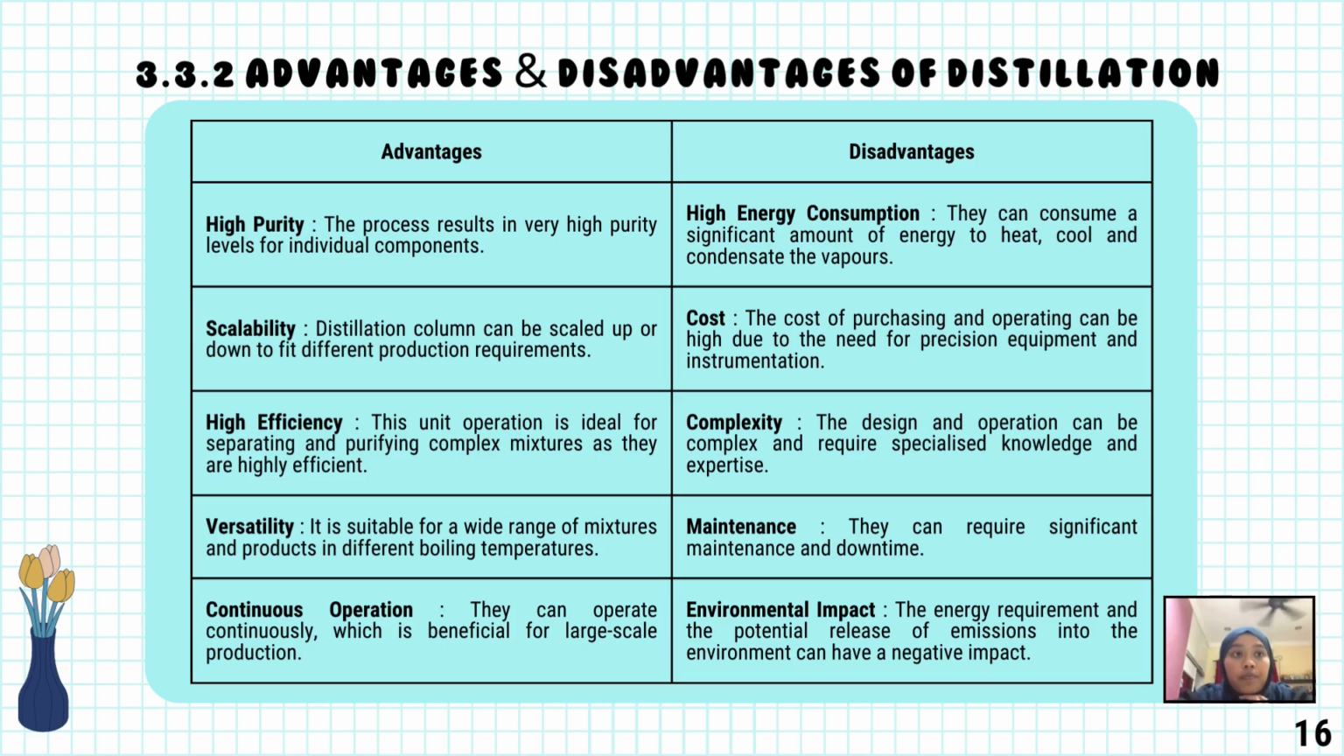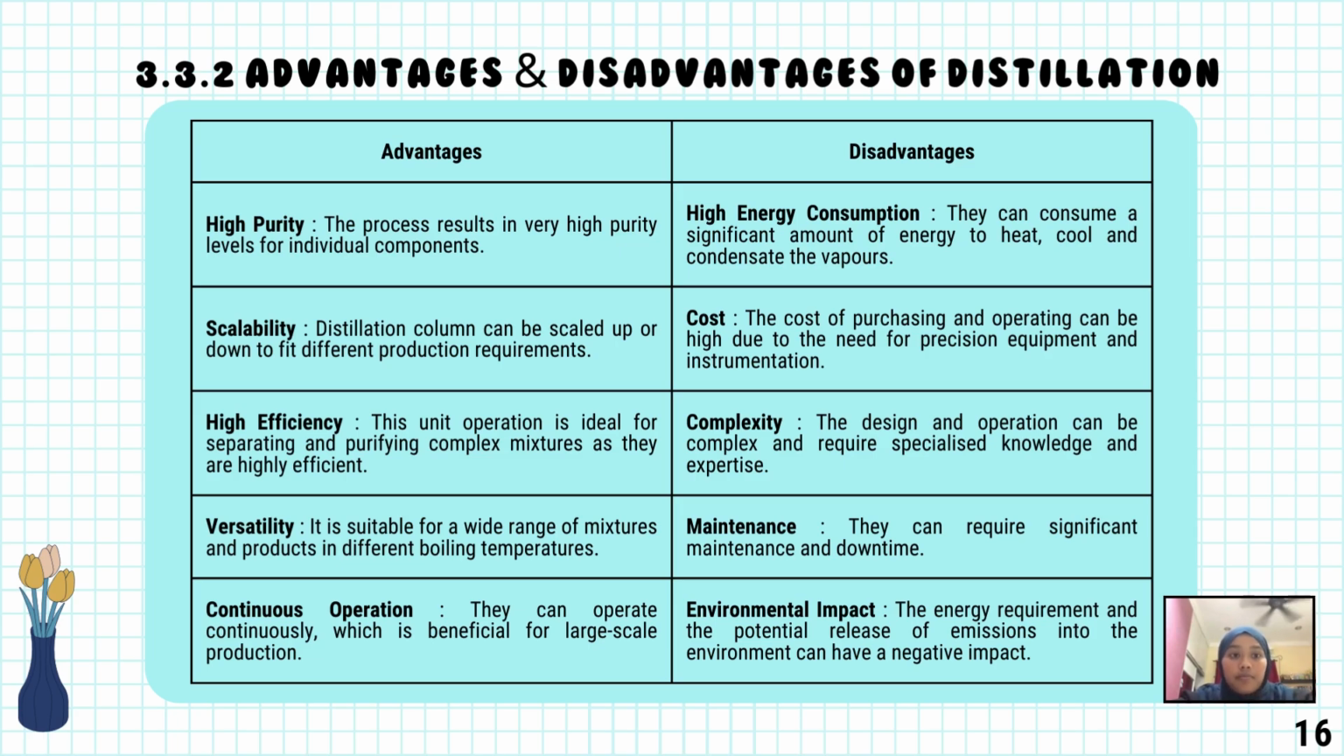So, what are the disadvantages of distillation? The first one is very high energy consumption because it consumes a significant amount of energy to heat, cool, and condense the vapors. And then, since distillation is big equipment, the cost of purchasing and operating can be high due to the need for precision equipment and instrumentation.